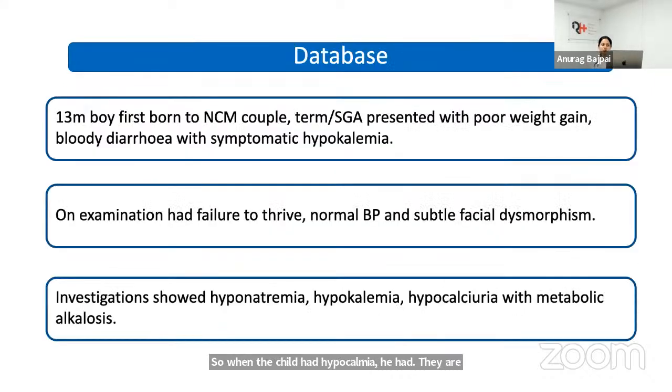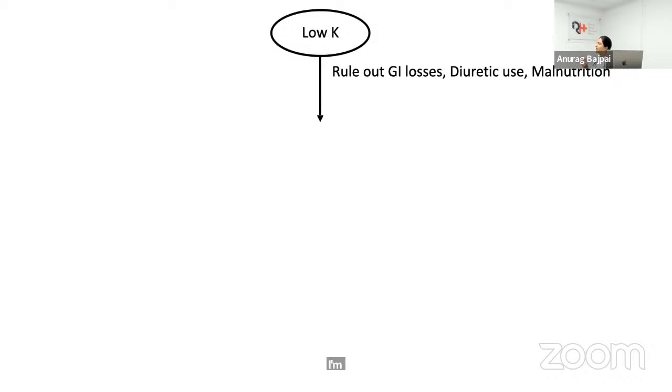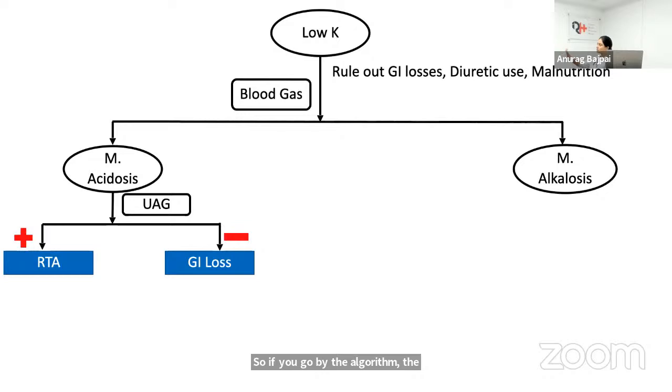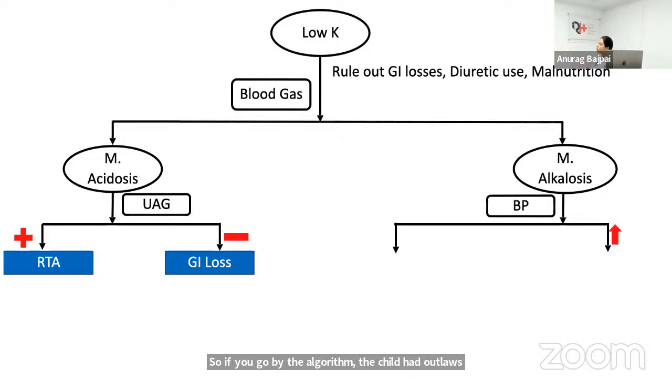So we have a 13-month-old boy born to a non-consanguineously married couple, term SGA, who presented with poor weight gain, bloody diarrhea, and symptomatic hypokalemia. On examination, he had normal BP and subtle dysmorphism, and initial investigation had shown hyponatremia, hypokalemia, hypercalciuria and metabolic alkalosis. So, if you go by the algorithm, the child had alkalosis, so definitely the acidosis side we won't be looking at. BP was on the normal side.